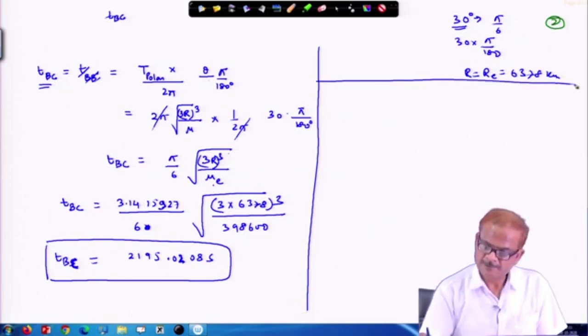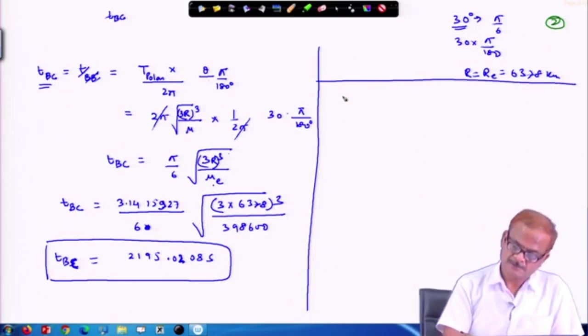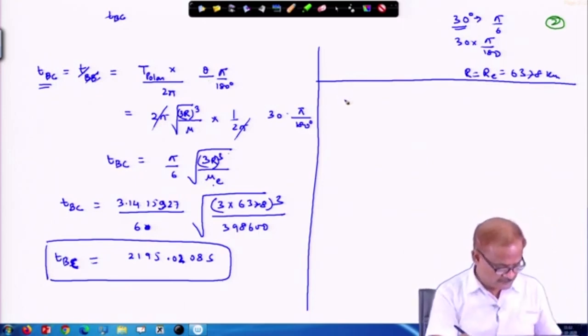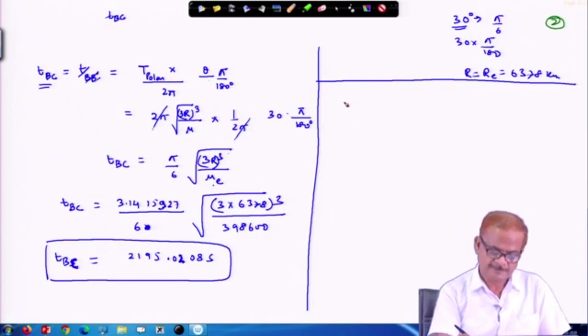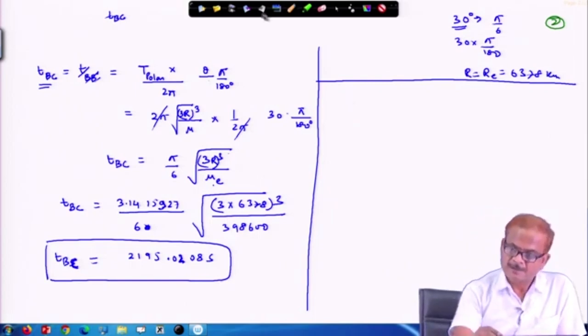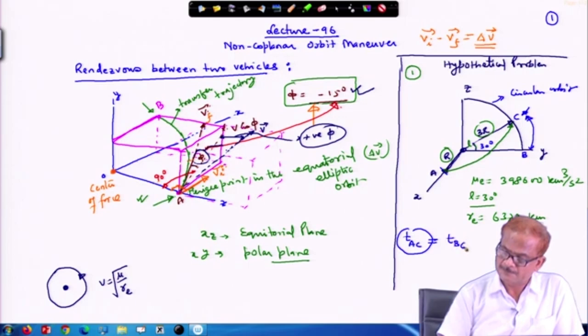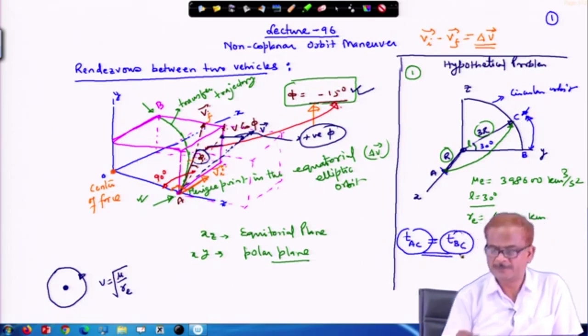Now, we need to determine the transfer orbit, in which orbit we want to send it, and the time taken to go from point A to point C. So, this is A to C, T A C, and this must be equal to T B C. If this happens, then the rendezvous will take place.